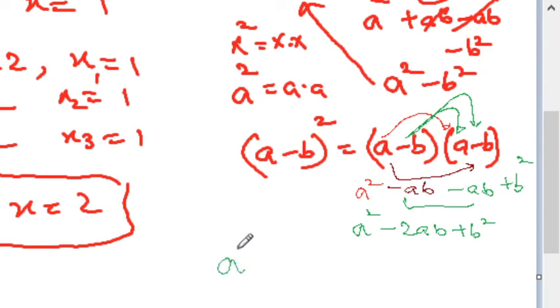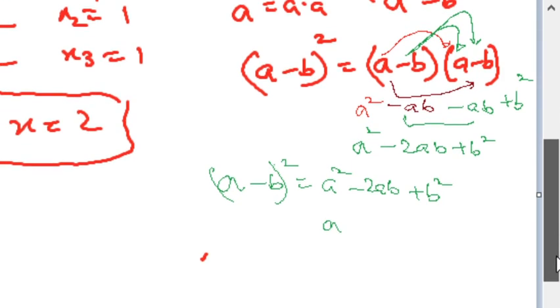So it means I can write a minus b whole square is a square minus 2ab plus b square. Or sometimes we can also write this as a square plus b square minus 2ab.